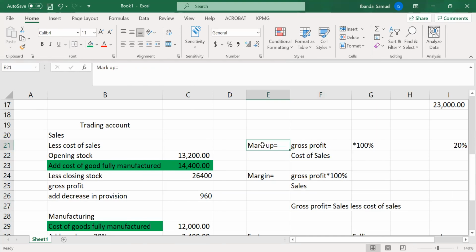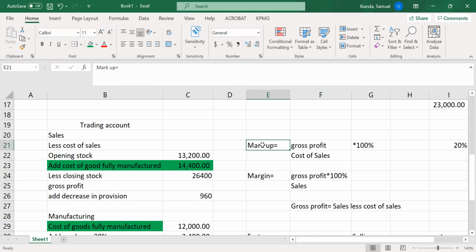Yes, but also what I want to understand, if I find a question where a certain person makes sales on a margin, do I have to first convert it to markup, or can I straight away substitute it the way you worked on markup?